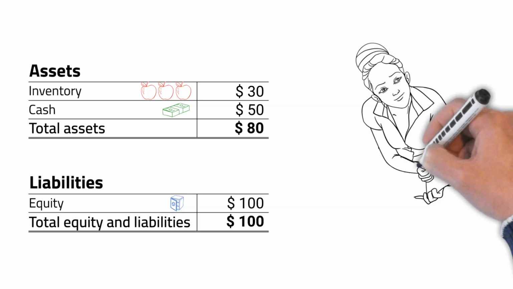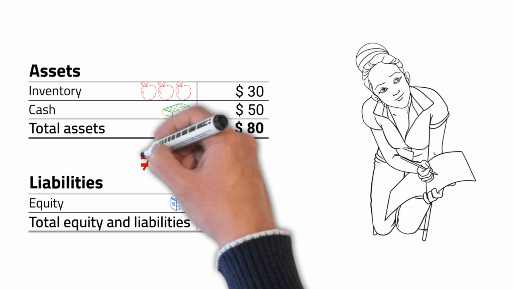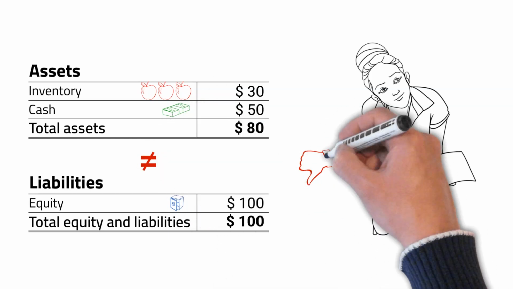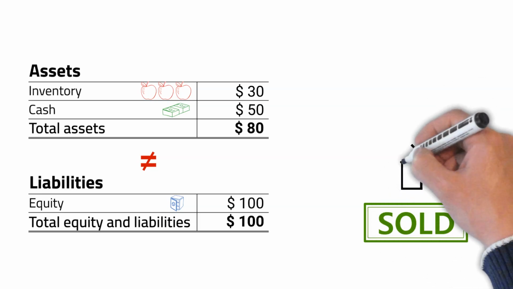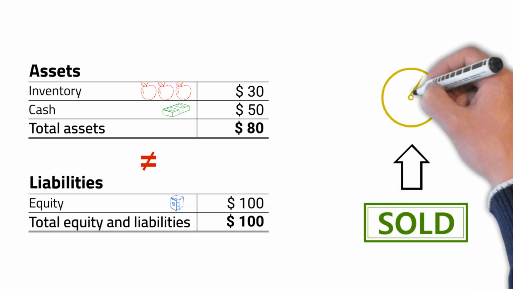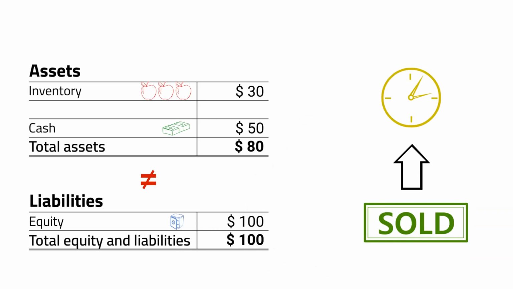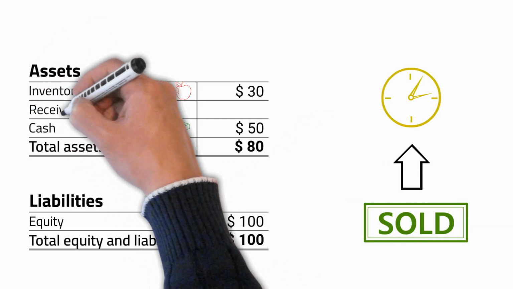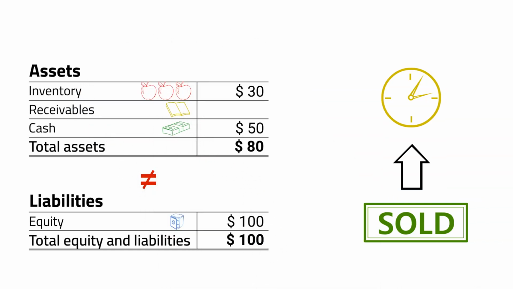What happens to our balance sheet? Right, our assets, apples and cash, are now only $80 and don't equal to equity of $100. But we sold our assets, our apples, and are waiting for the money from a customer. Can that claim to the customer mean anything? Yes. It is an asset for us and is included on the balance sheet as a new type of asset, receivables or trade receivables. These are amounts owed to you by customers.